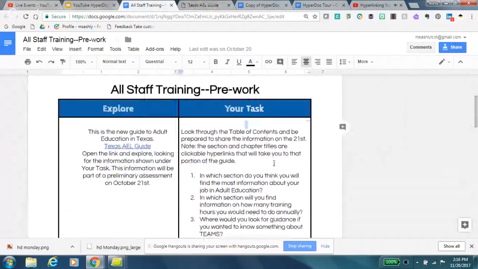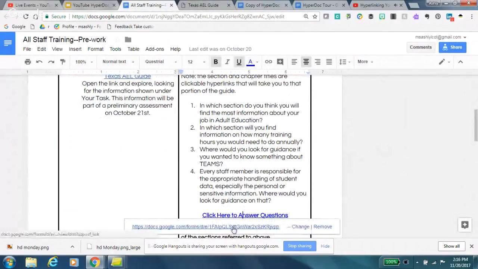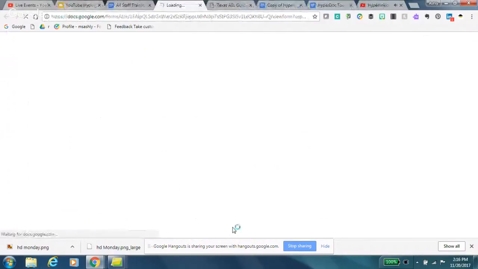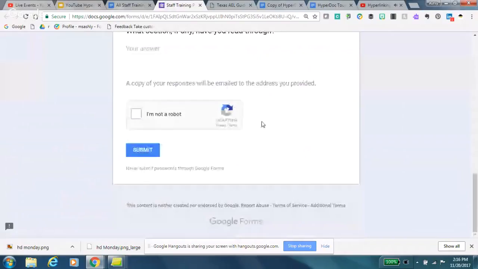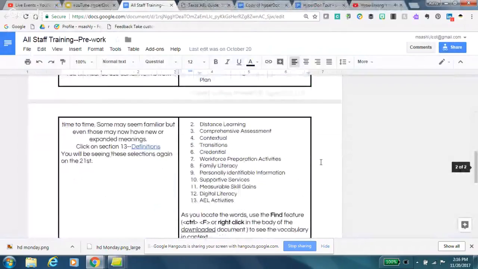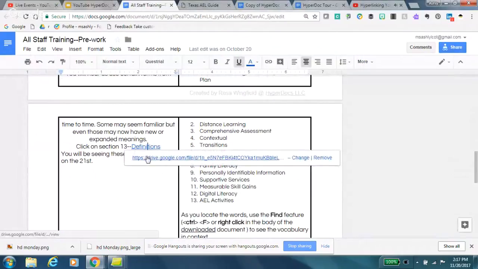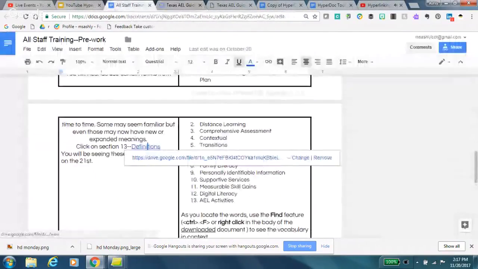And on the right side is where they have tasks. So she asks them questions, and so that they can answer, she has them go to a Google form. Once they're in the Google form, they simply answer the questions and submit, and she has them emailed to her. Then she provides them with the definitions. Again, they click on it and they go to the definitions.